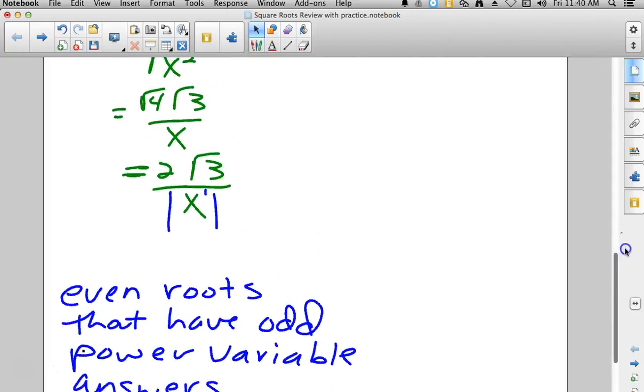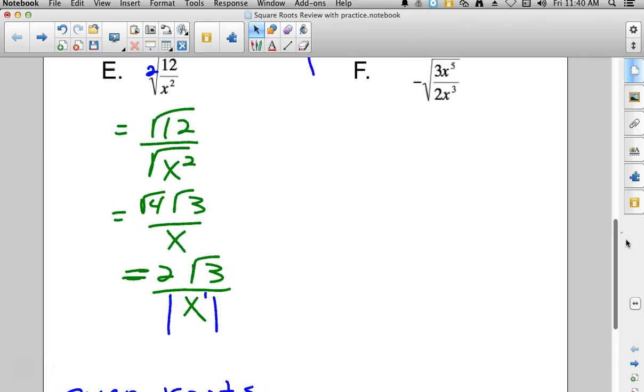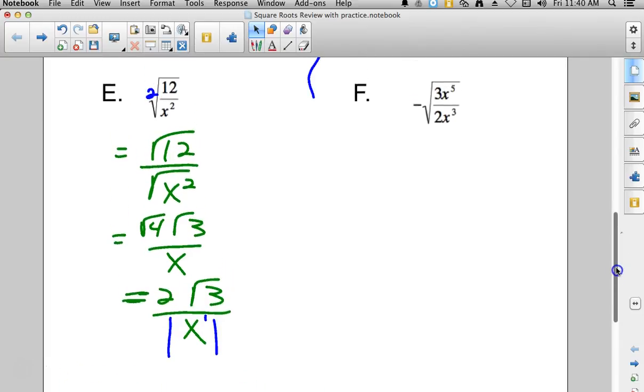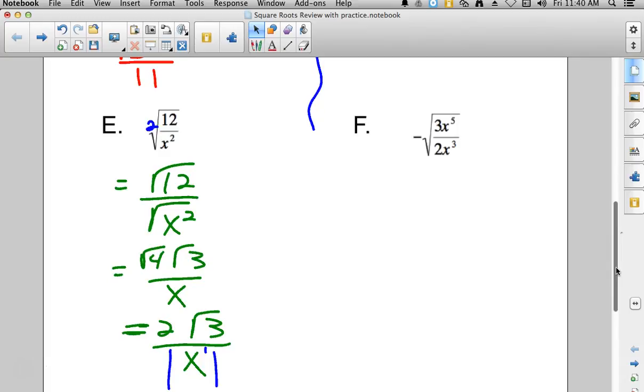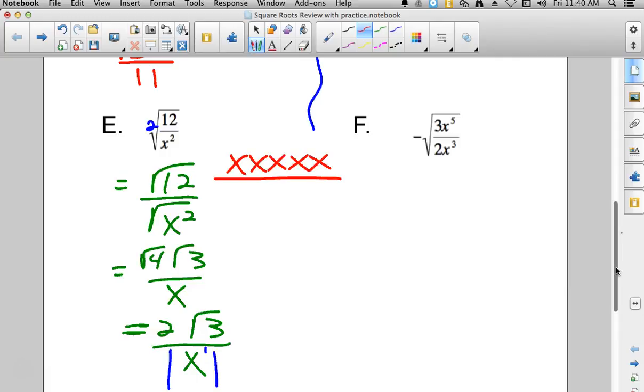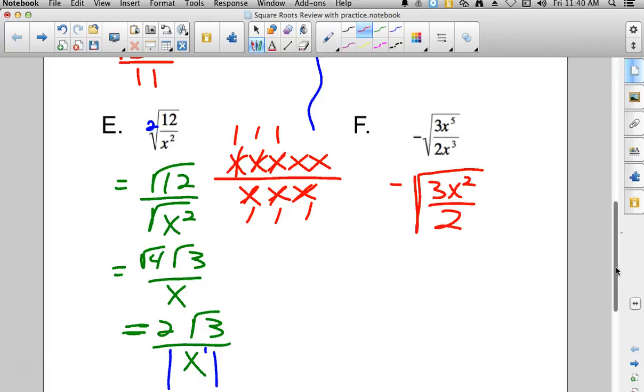Let's look at this little bugger right here. I think we can do some canceling on that one. Because on the top we have x to the 5th. That's x times x times x times x times x. And on the bottom we have x to the 3rd. x times x times x. Well, we cancel 3 of them off. We have 2 of them left. So this will be negative square root of 3x squared over 2.